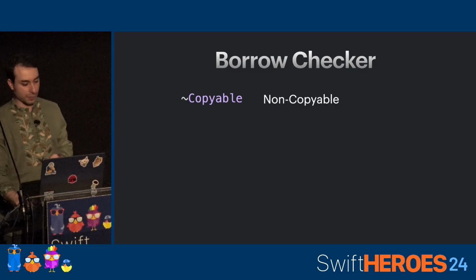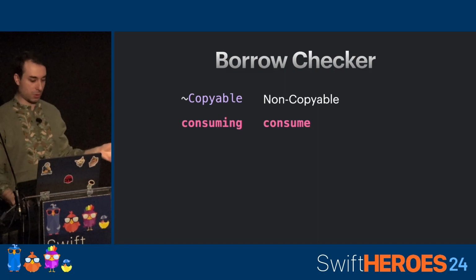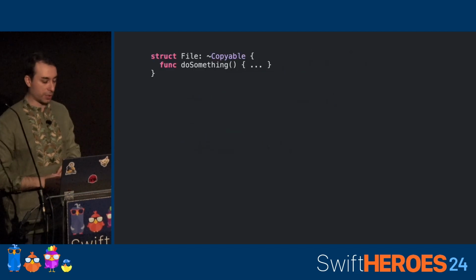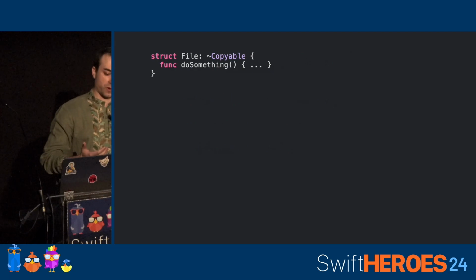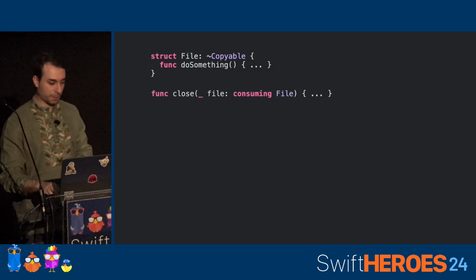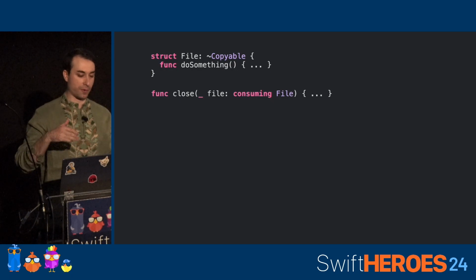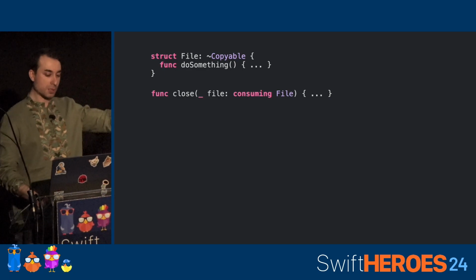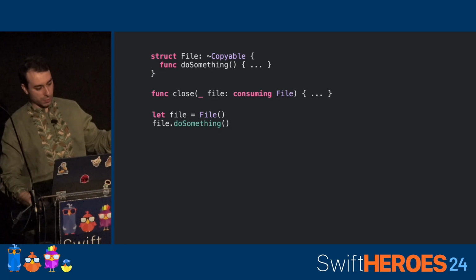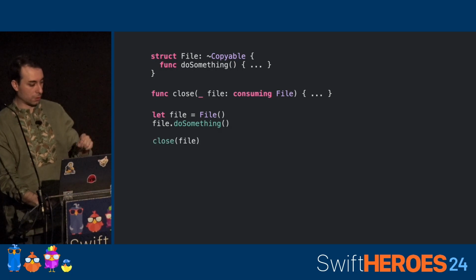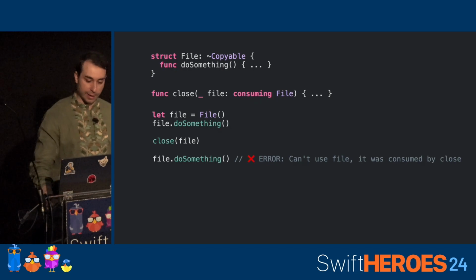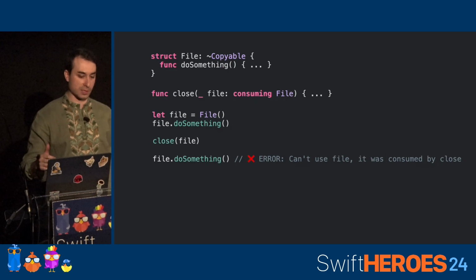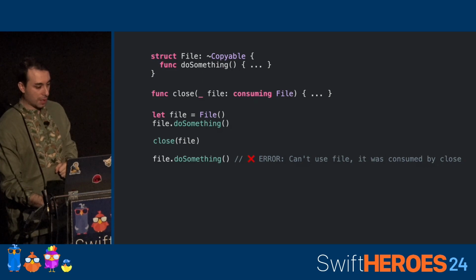One is non-copyable, and a couple of keywords, consuming and consume, and borrowing and borrow. So the best way to understand this is by looking at an example. So say I have a struct File, which I mark as non-copyable, and it has some doSomething function. Maybe I read the file, whatever. And then there's a function that takes a file, but notice the consuming keyword, so it consumes the file. Now I create the file, I do something with the file, but then I call this function close, and on the next line I say, oh, do something again, but now I get this great compilation error because it says the file was consumed by the previous line. You can't do this anymore.